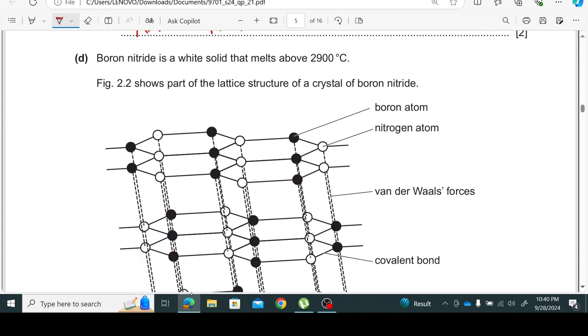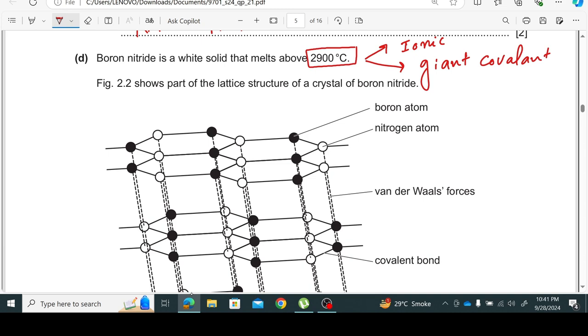Boron nitride is a white solid that melts at above 2,900 degrees, which is a very high temperature. Only two things have high melting and boiling points. Number one, if something is ionic, it has a high melting and boiling point. If something is giant covalent, then it can also have a high melting and boiling point.